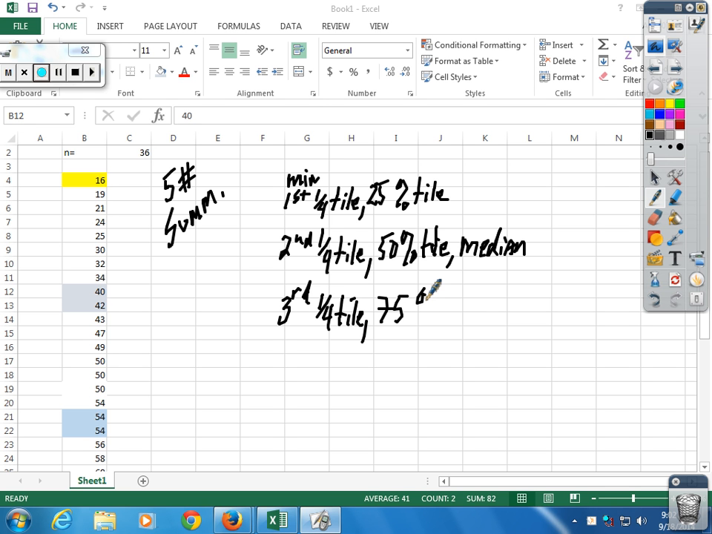75th percentile. And last is the max. Max. The biggest number.